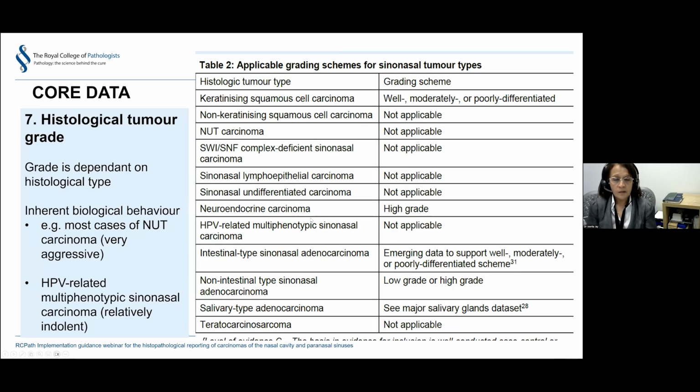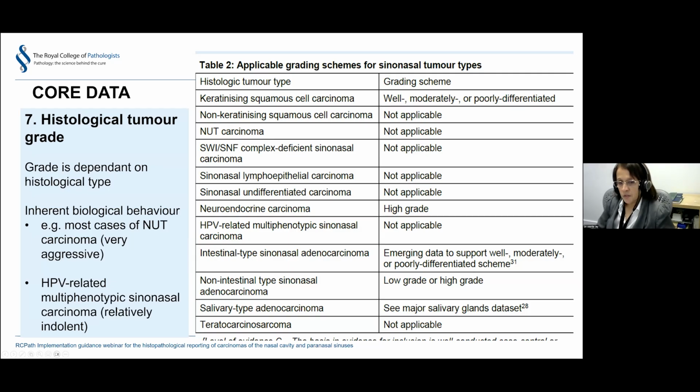The next item is the tumor grade, and this again, if you go back to the tumor subtype, we don't have specific grading systems for all the tumors. So for the keratinizing SCC, we can follow the usual grading system of well, moderately, and poorly differentiated. But for the other tumors, basically identifying a tumor as a NUT carcinoma indicates this is most likely going to be very aggressive. The majority of these cases of NUT carcinomas are very aggressive. Similarly, the SWI/SNF complex deficient carcinomas, there is no specific grading system for this, but the majority of these tumors tend to be aggressive as well.